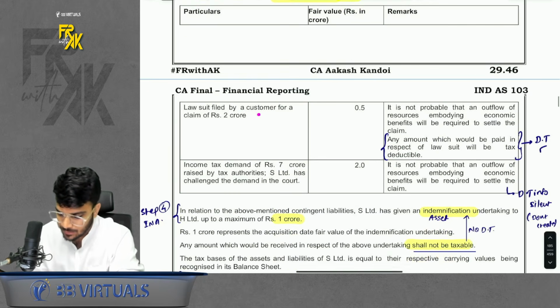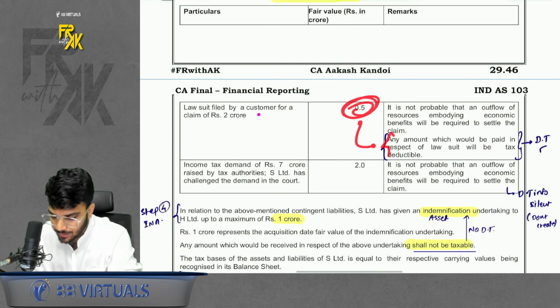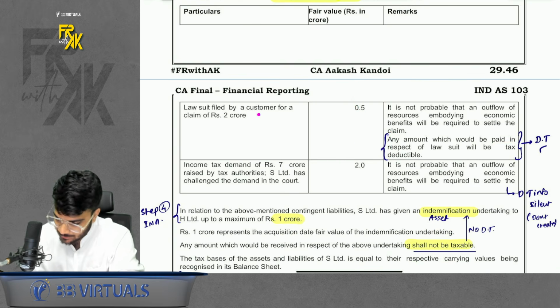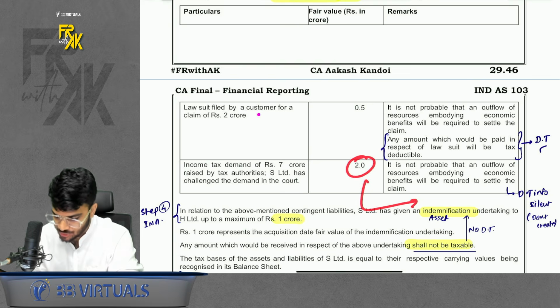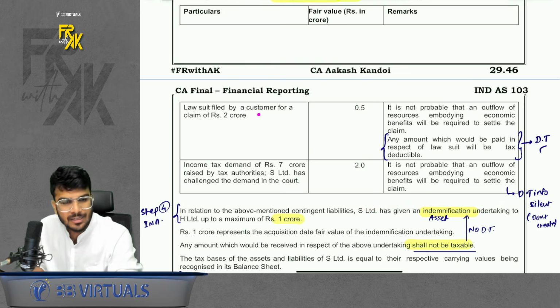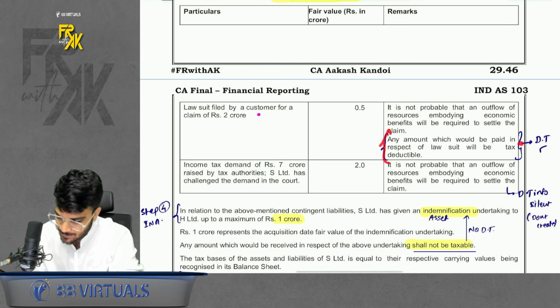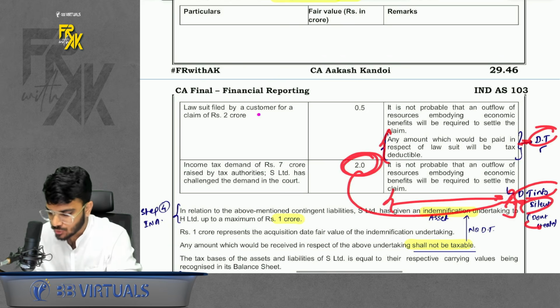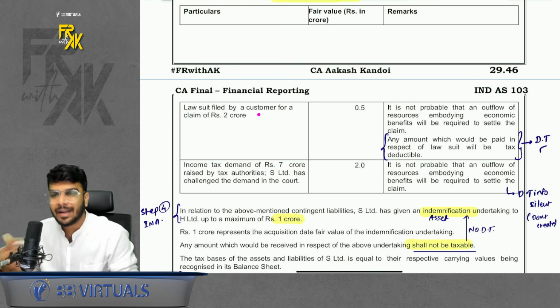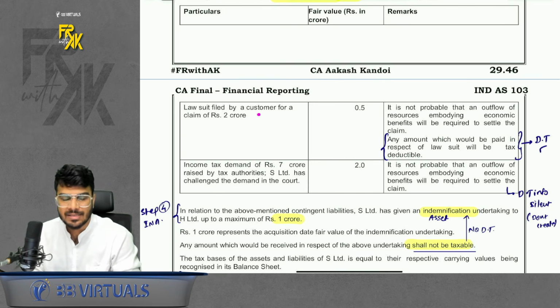But now comes this part. For this 0.5, it is mentioned that this amount will be tax deductible. So deferred tax will also be created on this 0.5. But for this 2, the question is silent. So if in one case it is given specifically, and in the other case it is silent, that means on this 2, deferred tax impact should not come. Okay, you can also create it, but it is a hint which is given by the question.